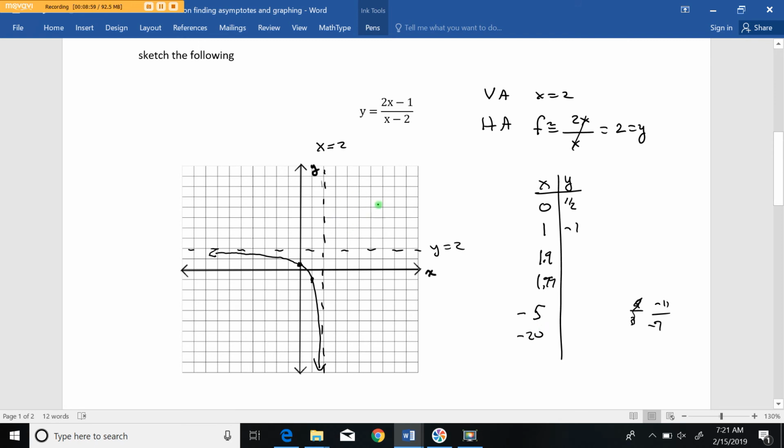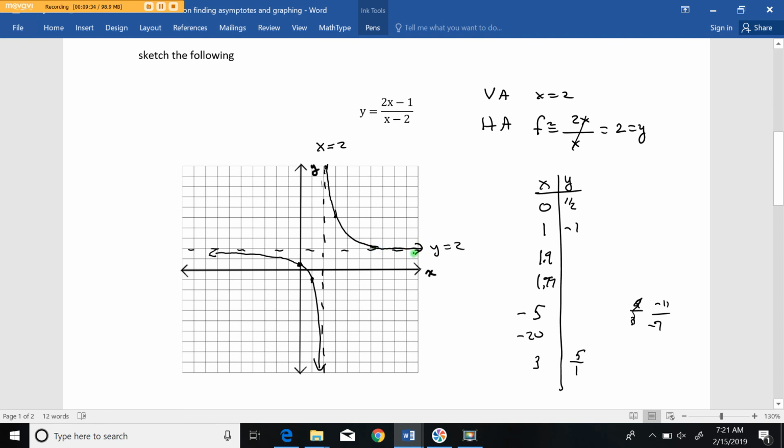All right, now we'll take a look at what's happening over here. Let's try 3. Up top, we're going to have 6 minus 1 is 5. The bottom will have 1. So 3, 5. And that's pretty well, I think, enough to probably sketch this. No doubt it's approaching the asymptote in this direction. So we come down here, it's got to approach the asymptote in this direction. All right, and there's our graph.